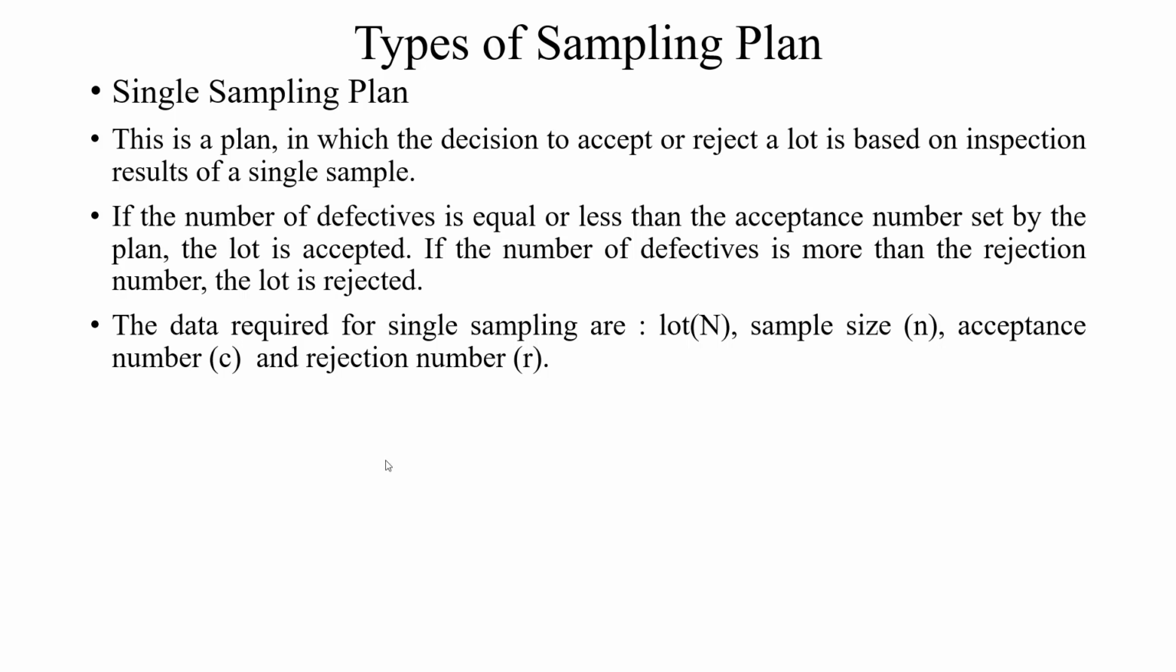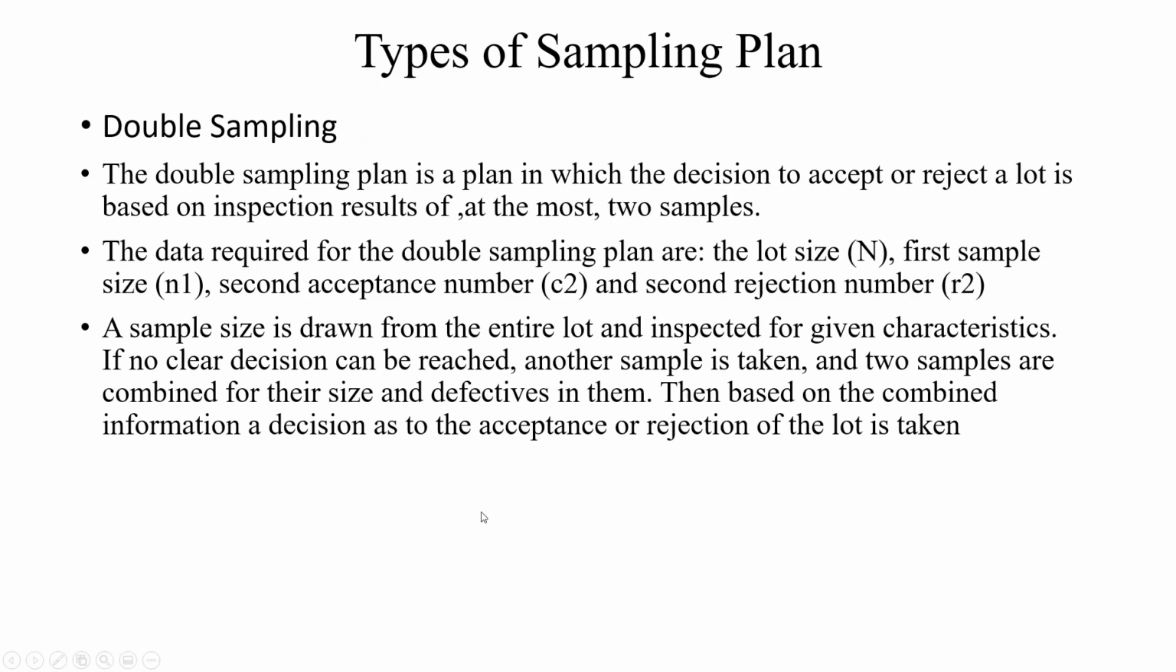The data required for sampling: in order to conduct an analysis for the single sampling plan, we need only the lot size, the sample size, the acceptance number and the rejection number. So we will be able to easily calculate and conduct that plan. But what do we do when we want to conduct a double sampling plan? First of all, you need to know what a double sampling plan is. It is a plan in which the decision to accept or reject a lot is based on the inspection result of at most 2 samples.